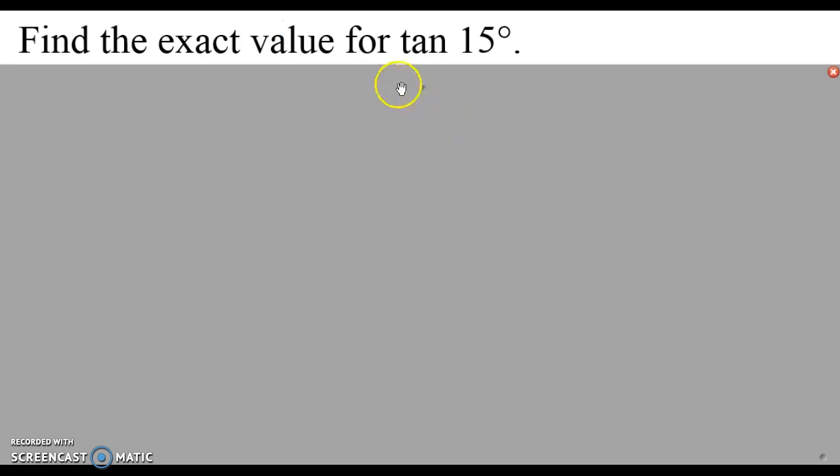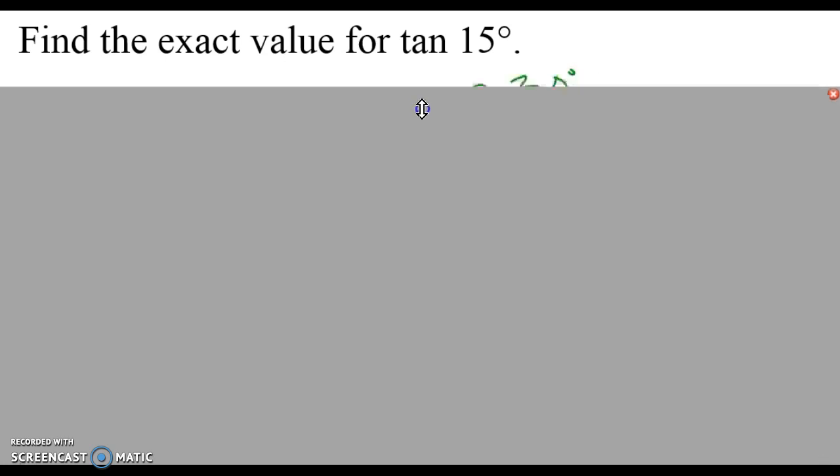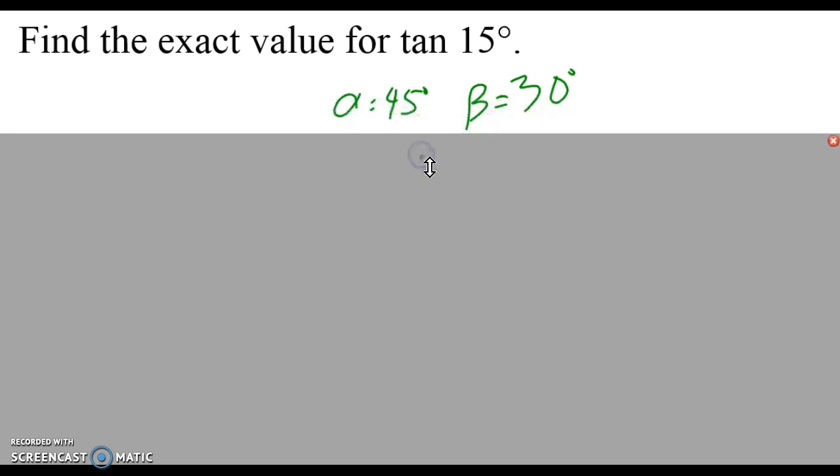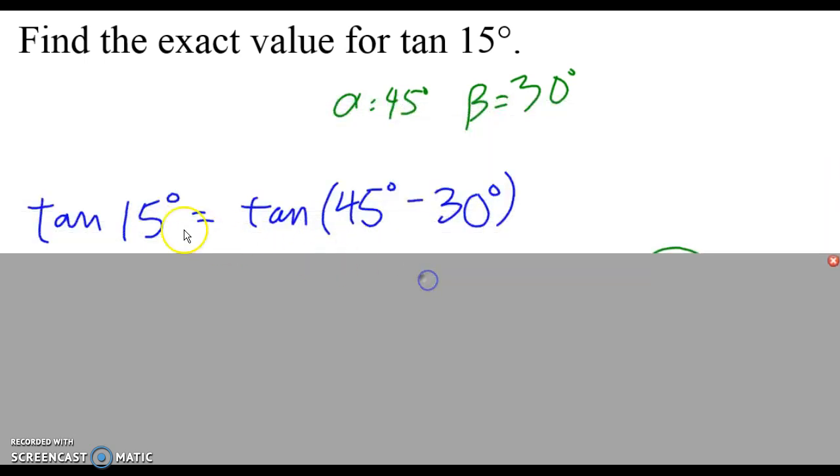Let's try another one here. Let's find the exact value of tangent of 15 degrees. Now, to do this one, I identify two angles that have a sum or difference of 15 from the unit circle, and my choice is going to be 45 and 30. So when I do tangent of 15 degrees, I can rewrite that as tangent of 45 degrees minus 30 degrees.